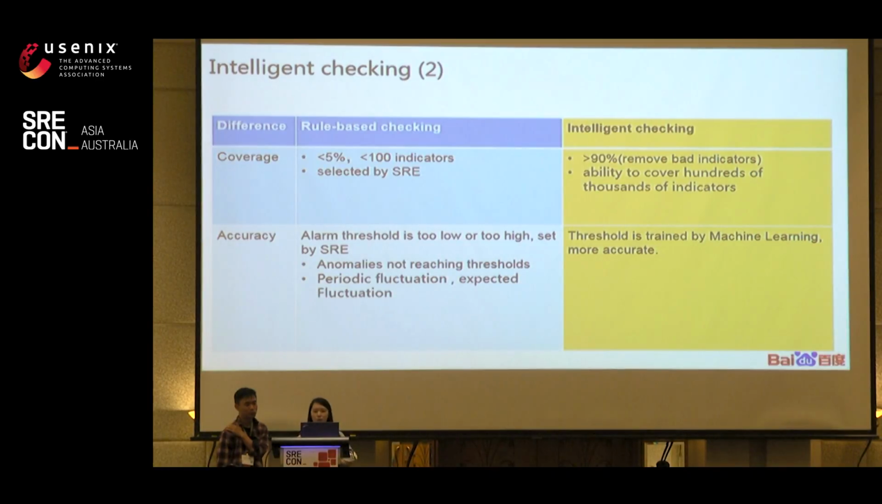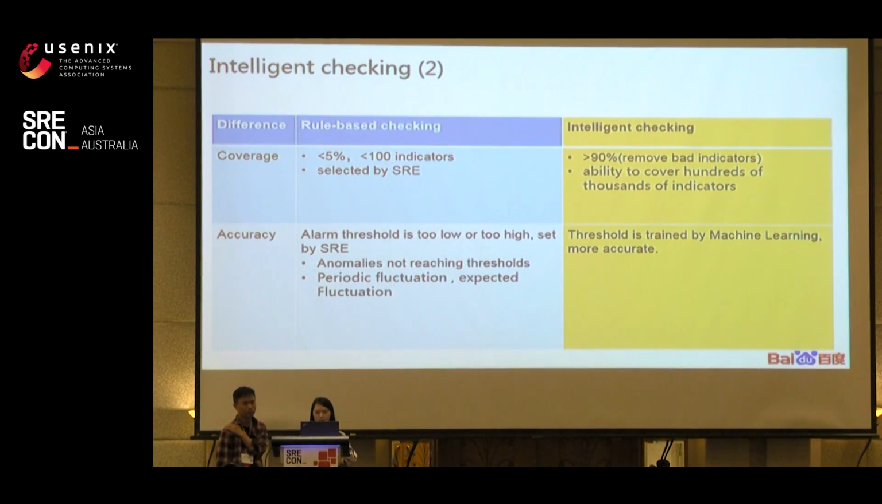Therefore, we have introduced intelligent checking. It can train the threshold by machine learning with big data to avoid the problems of static threshold. And also, we have the ability to cover hundreds of thousands of indicators. We can cover more than 90% of indicators. Okay, next, my partner Chen will introduce how intelligent checking works.